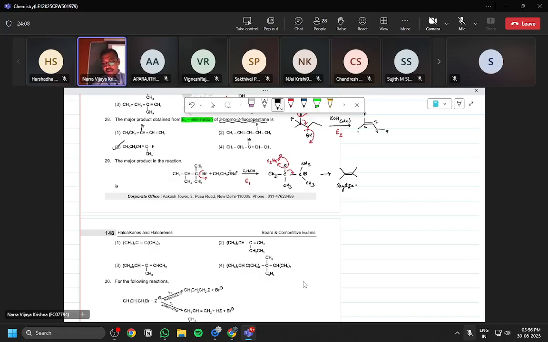If it is a bulky base, if the base is very bulky, then I will get the Hofmann product as major, which means I will get the double bond here. Now the double bond here is the more substituted alkene, which is major, right? This will be minor. If there is a bulky base, this becomes major. The Hofmann product becomes major.